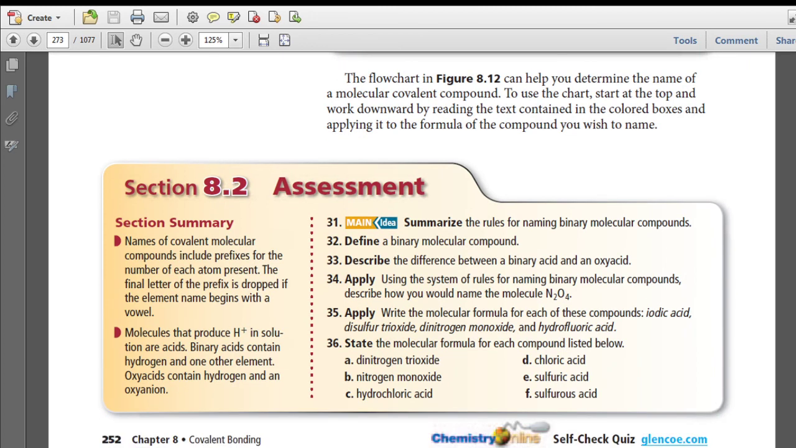Section summary. Names of covalent molecular compounds include prefixes for the number of each atom present. The final letter of the prefix is dropped if the element name begins with a vowel. Molecules that produce hydrogen ions in solution are acids. Binary acids contain hydrogen and one other element, and oxyacids contain hydrogen and an oxyanion.